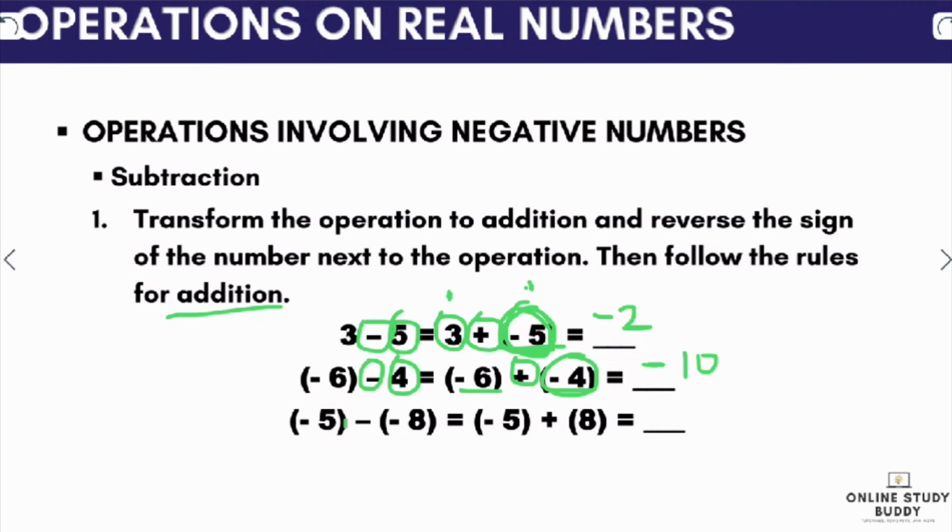Next, negative 5 minus negative 8. So, ganun ulit, papalitan natin yung minus sign ng plus, and then i-reverse natin yung negative 8. So, magiging positive 8. So, we have negative 5 plus positive 8. So, since magkaiba ulit yung sign nila, hanapin natin yung mas malaki yung magnitude, which is yung 8. And then, isusubtract natin yung 5. So, we have 3. Then, ipa-follow natin yung sign noong number with larger magnitude. So, we have positive 3.